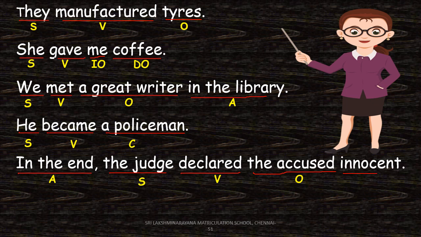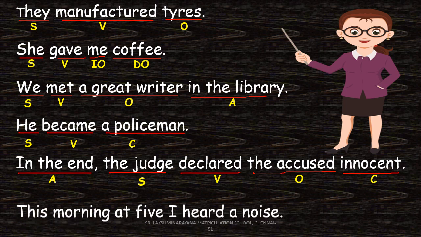And the last word innocent is the complement. So how do you say it's a complement? Because it describes the object. It talks about the object accused. So that is why innocent is the complement.